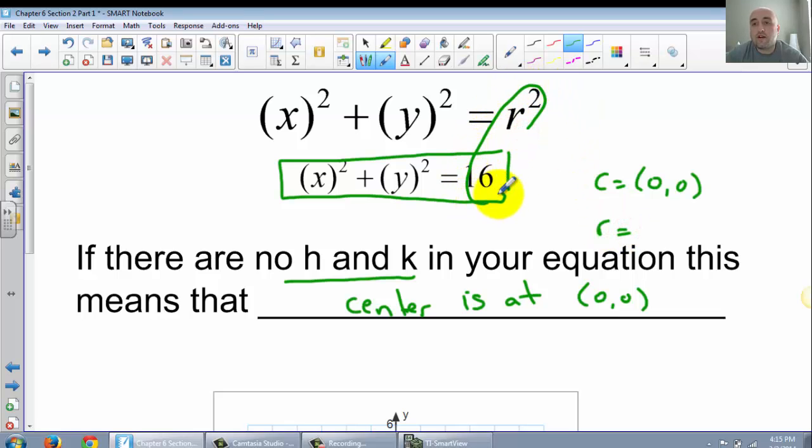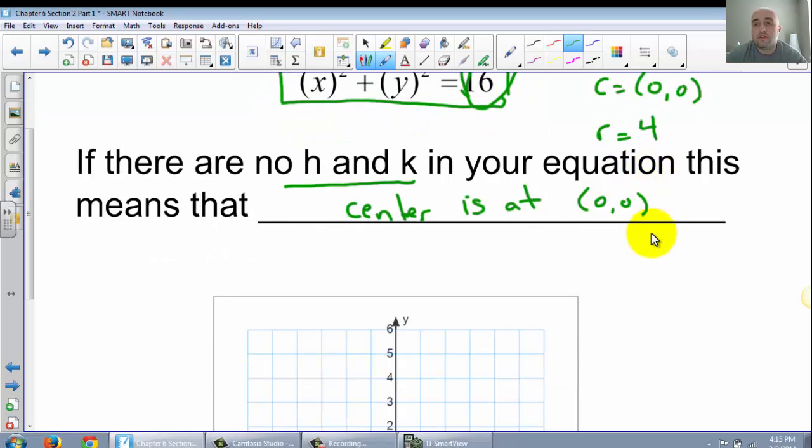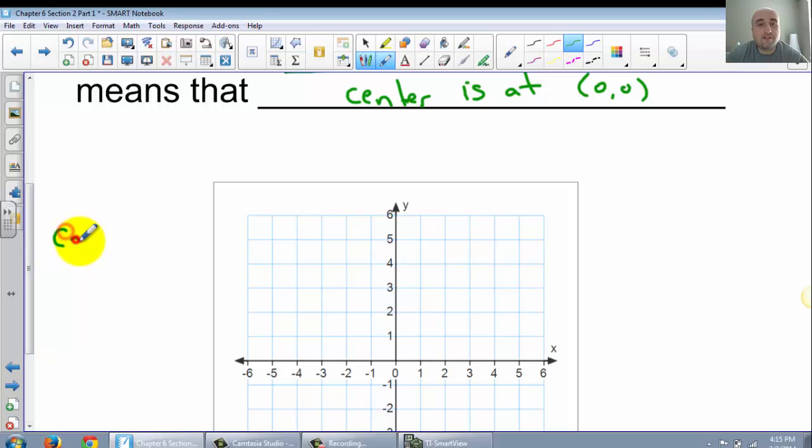Remember, r squared equals 16. So to get rid of the square, we take the square root. Square root of 16 is 4. Okay, so this one is going to have a center at 0, 0 and a radius equal to 4.